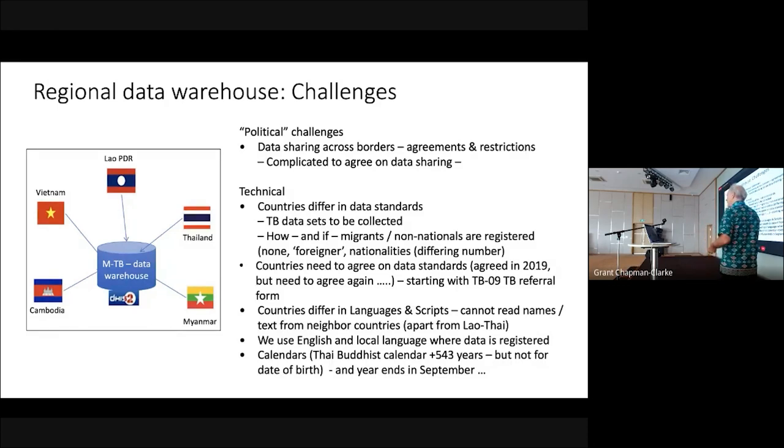And the more technical challenges are that the countries have different data sets. All countries have their own development trajectory, which has resulted in different data sets. There are also many differences in how migrants or non-nationals are registered in the database. Vietnam, for example, initially didn't have anything, so you had to look to see if it was a non-Vietnamese name in order to find out whether it was a non-national. Others just say foreigners, and others again have different nationalities that you can select among.